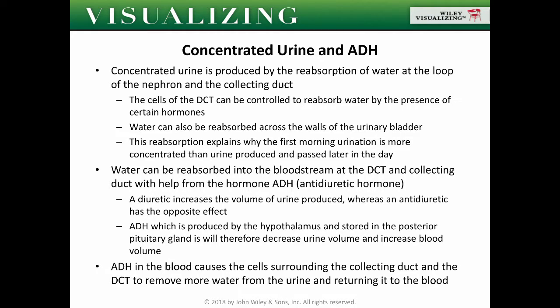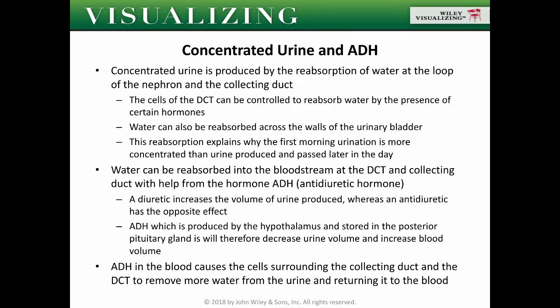So ADH is produced by the hypothalamus and stored in the posterior pituitary gland, and it will therefore decrease the urine volume and increase the blood volume. So ADH prevents you from being dehydrated by lowering the urine volume. How does it lower the urine volume?